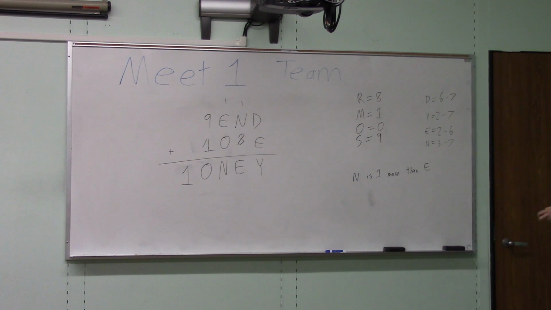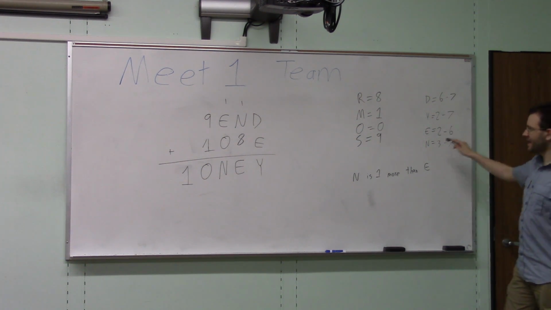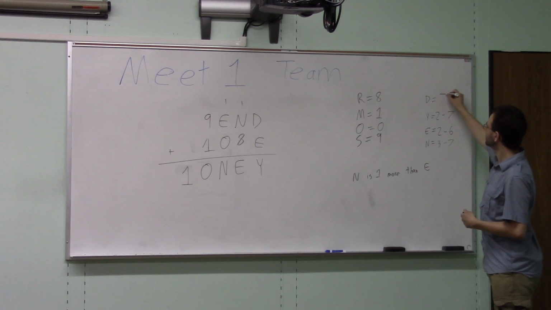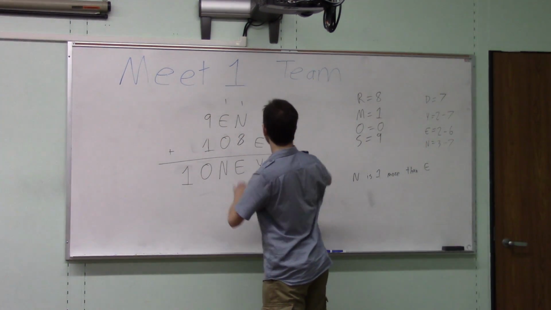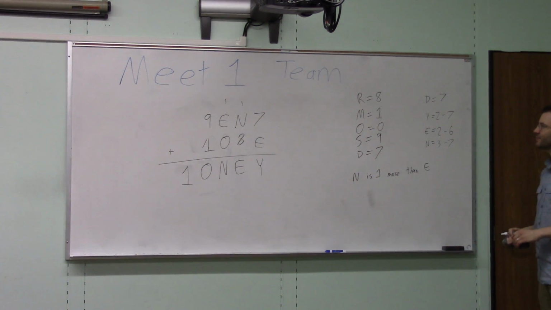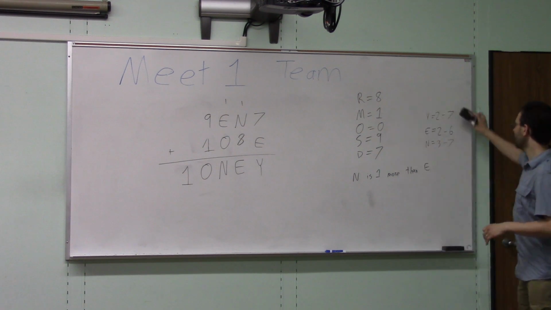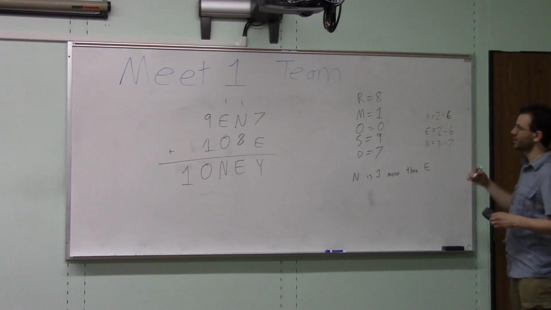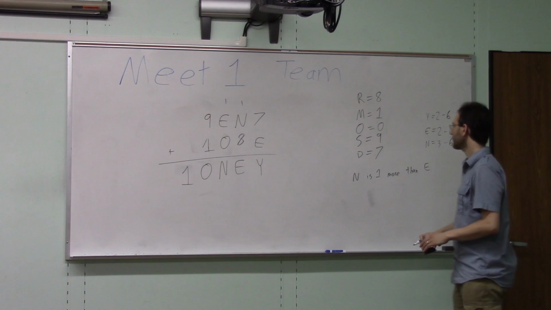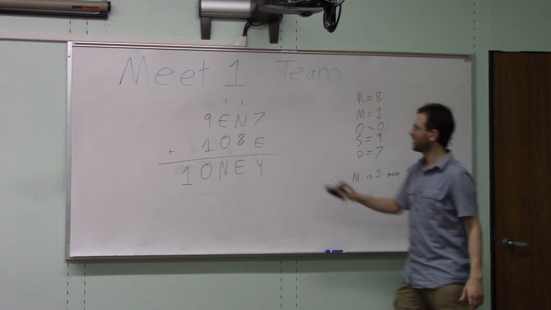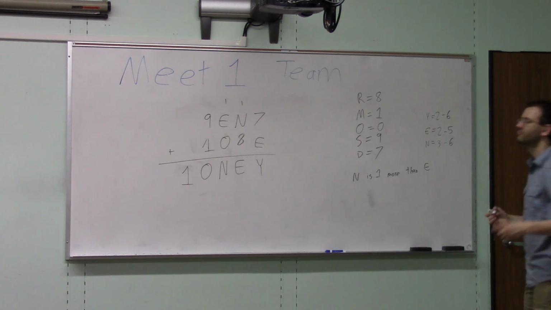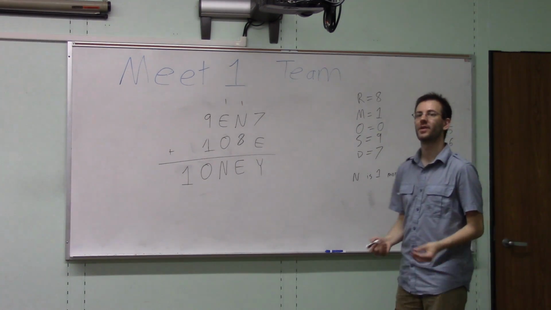Okay, could d be 6? Well, if so, e also has to be 6, and that won't work because they can't both be the same thing. So d has to be 7. Now we know that d is 7, and we're starting to run out of numbers for these things to be. Y can't be 7, y has to be 6 at the most. N can't be 7, n would have to be 6. E can't be 6, because e has to be 1 less than n, so e could be 5. And so forth. Process of elimination.